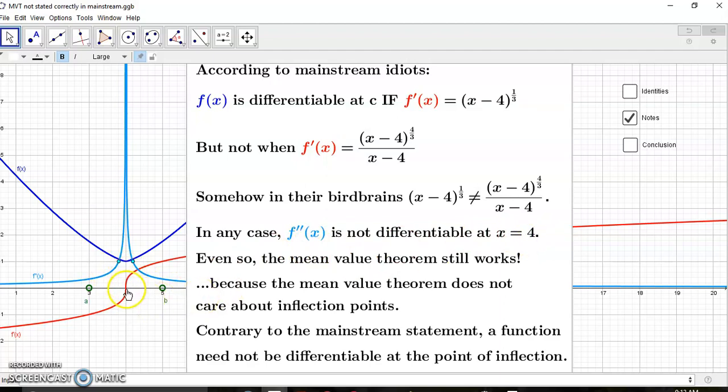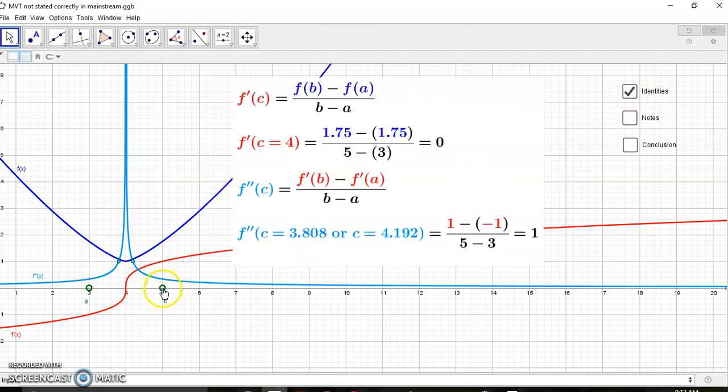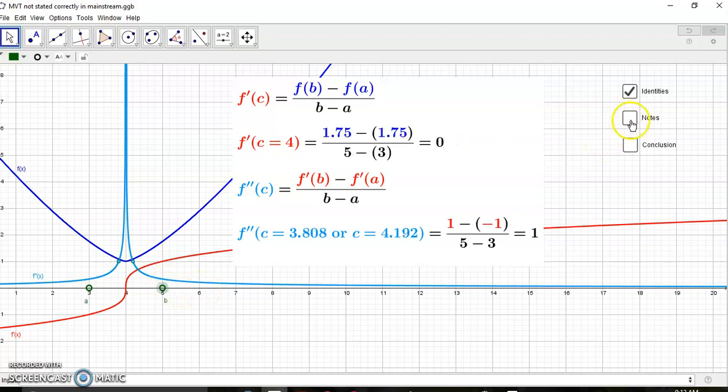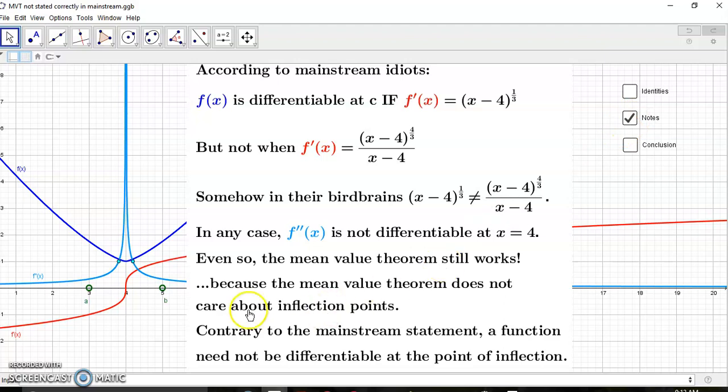So in any case, the second derivative is not differentiable at x is equal to 4. So this red function does not have a derivative at 4, even though the baboons in mainstream say there's a tangent line there. And of course, I've always maintained, even from the new calculus, that there cannot be a tangent line at any point of inflection. But even so, the mean value theorem still works. Okay, so if you go back here, you'll see that it will work no matter where these points are positioned. All right, you'll always have the mean value theorem work. So the mean value theorem does not care about inflection points.